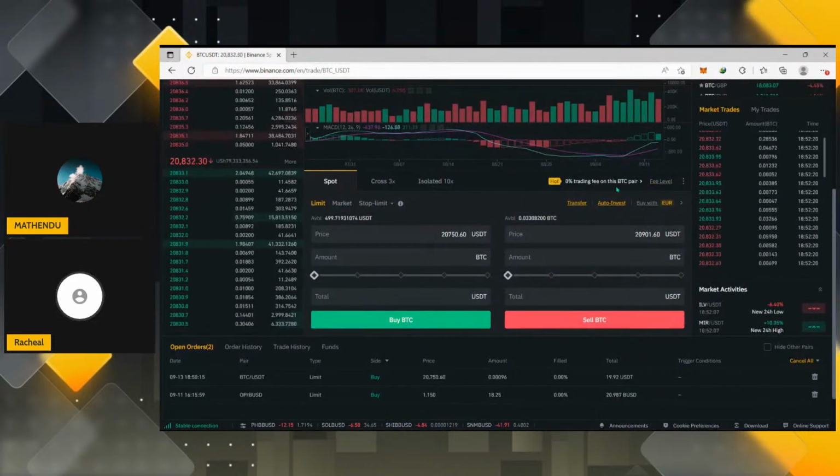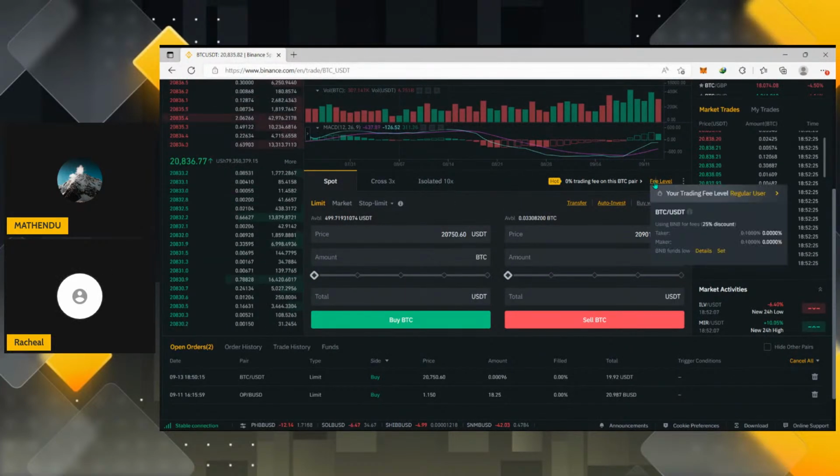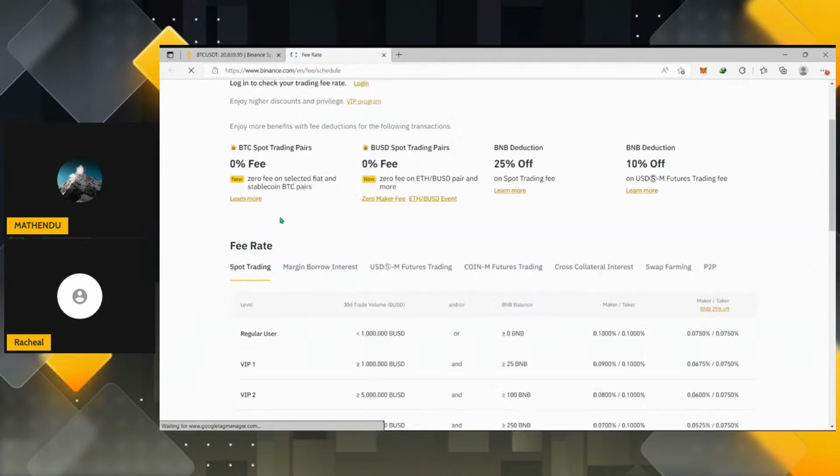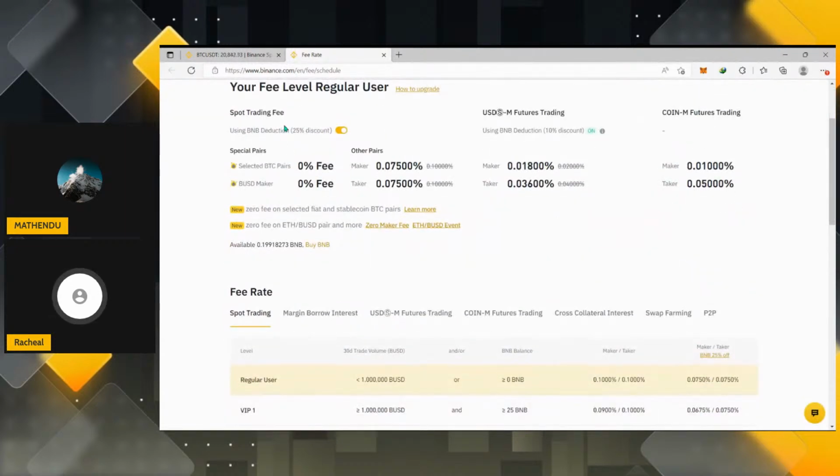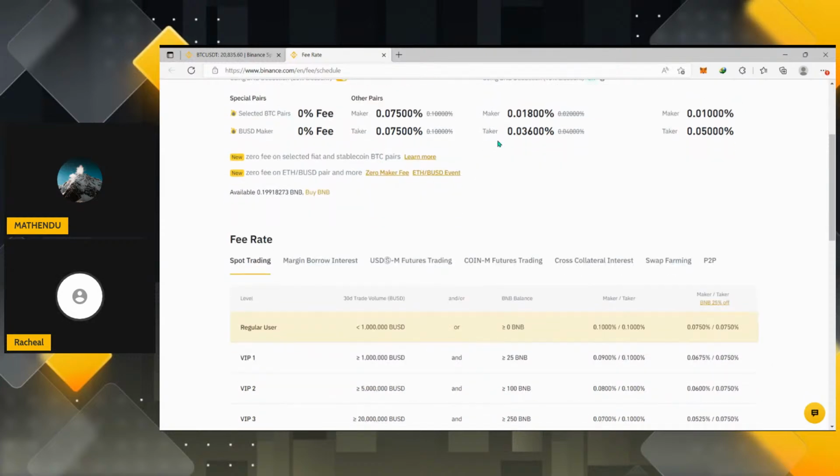Let's look at the fees here briefly. So here you can see the fee level. First of all, if you hold BNB, it's good to hold some BNB. If you hold BNB and turn this on, it means that for a lifetime, as long as you always have BNB in your account, you're going to get a 25% discount on trading fees.